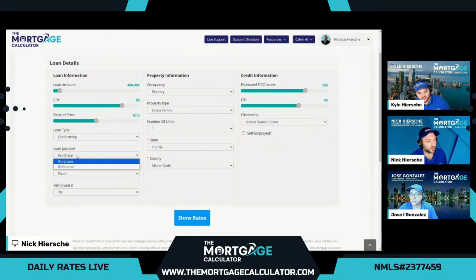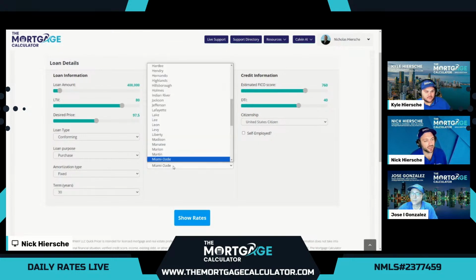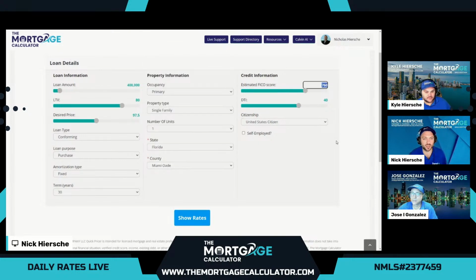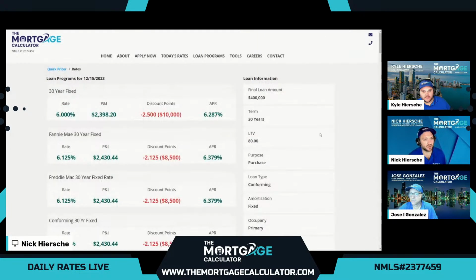We'll start with conforming conventional. We'll do a purchase, 30-year fixed, primary occupancy, single-family home, 1 unit, state of Florida, Miami-Dade. And for all the demos, we use a credit score of 760 and an estimated debt-to-income ratio. So with these settings, let's check out the conventional options.